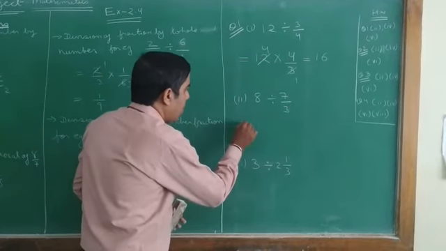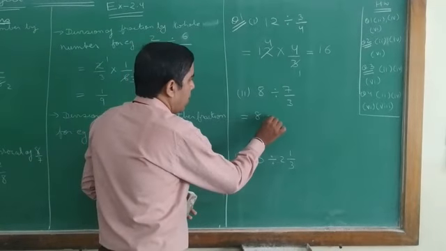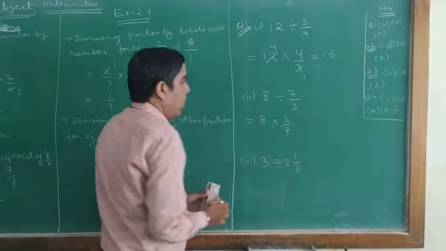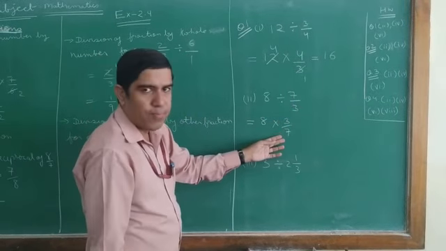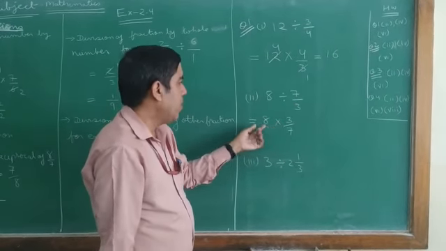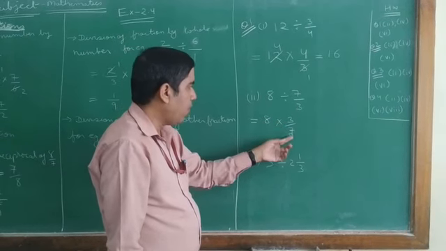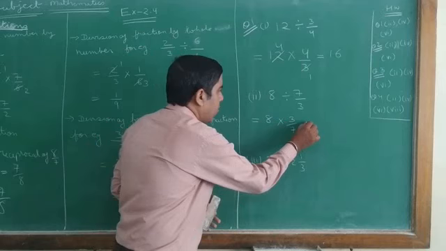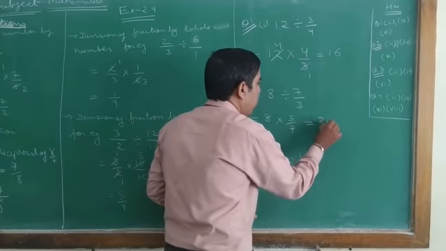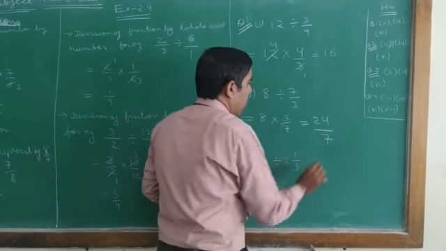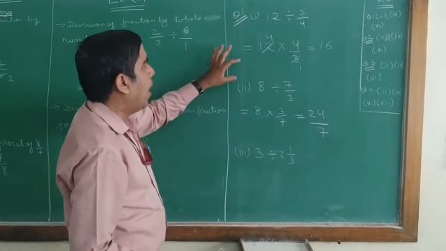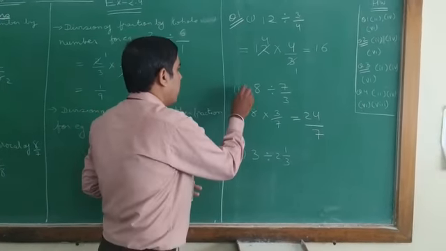Now similarly, I will take the reciprocal of 7 by 3. So it comes 3 by 7. But you can see 7 is a prime number, 3 is a prime number, and this number is not coming in the table of 7, so it is not possible to reduce. So I will write here: the answer is 8 threes are 24. 24 by 7 is the answer.